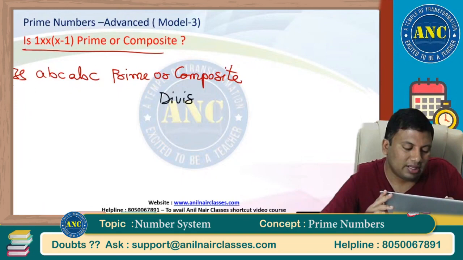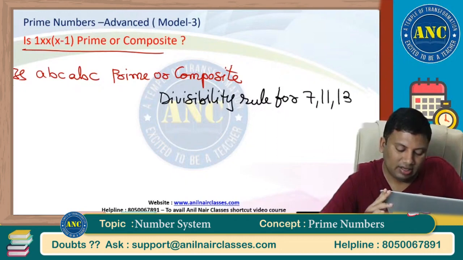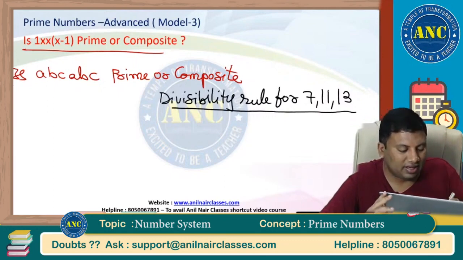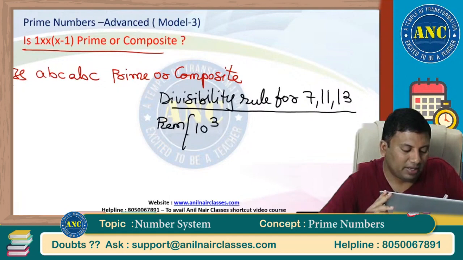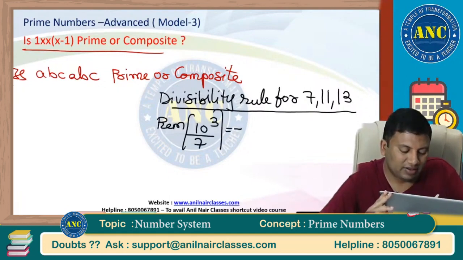Now, another concept: divisibility rule for 7, 11, 13. Now, listen carefully, sir. Reminder: 10 cube divided by 7, remainder 1. 7 ones are 7, leaving 3. 3 cube is 27, minus 1.